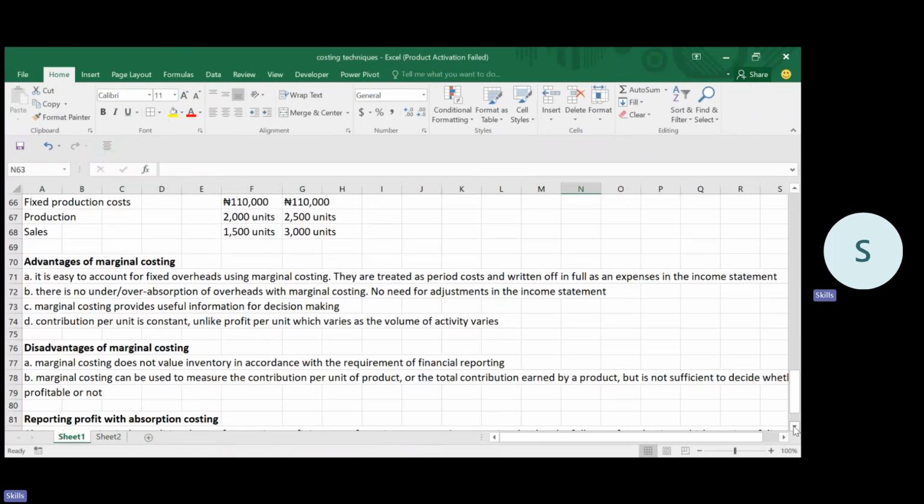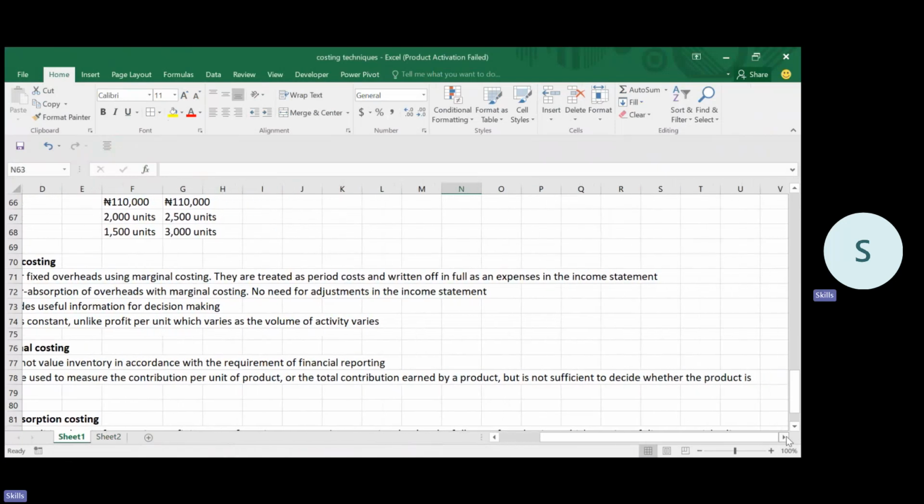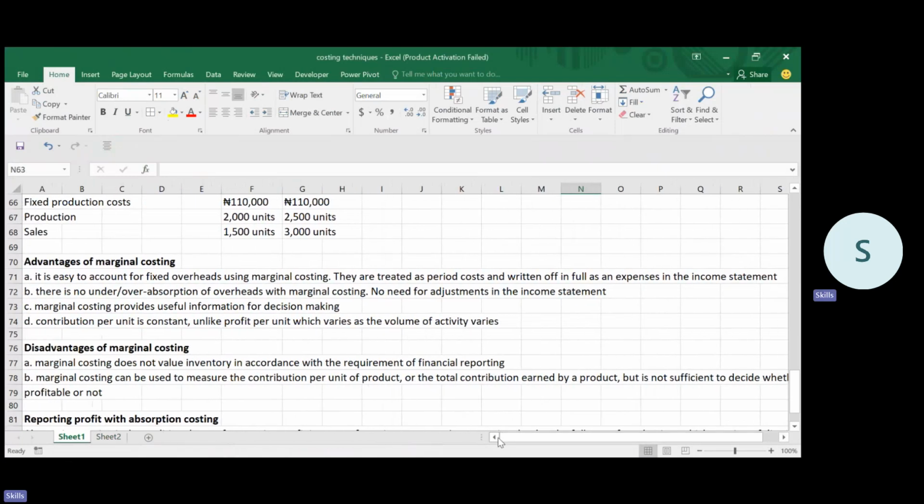Then B, marginal costing can be used to measure the contribution per unit of product or the total contribution earned by a product, but it is not sufficient. Measuring the contribution per unit or total contribution earned per product is not sufficient to decide whether the product is making profit or not. It does not give enough information.